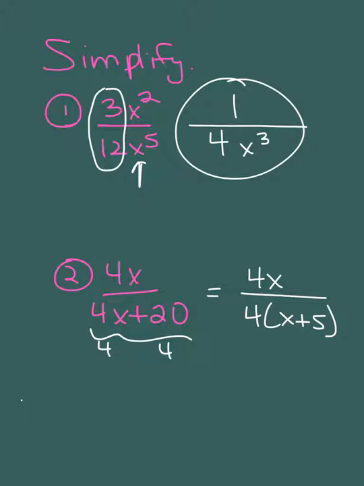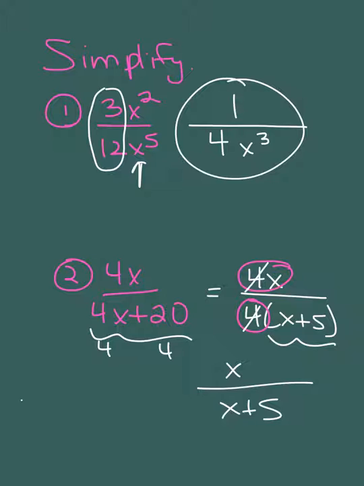Now I need to look to see if I can simplify. So my monomials, I have 4x/4. I can definitely simplify my 4's because they are both divisible by 4, so that will leave me an x as my numerator. My denominator is x plus 5. That's a binomial, so I can't touch that unless I have the exact same binomial at the top, which I don't, so that's my final answer right there.